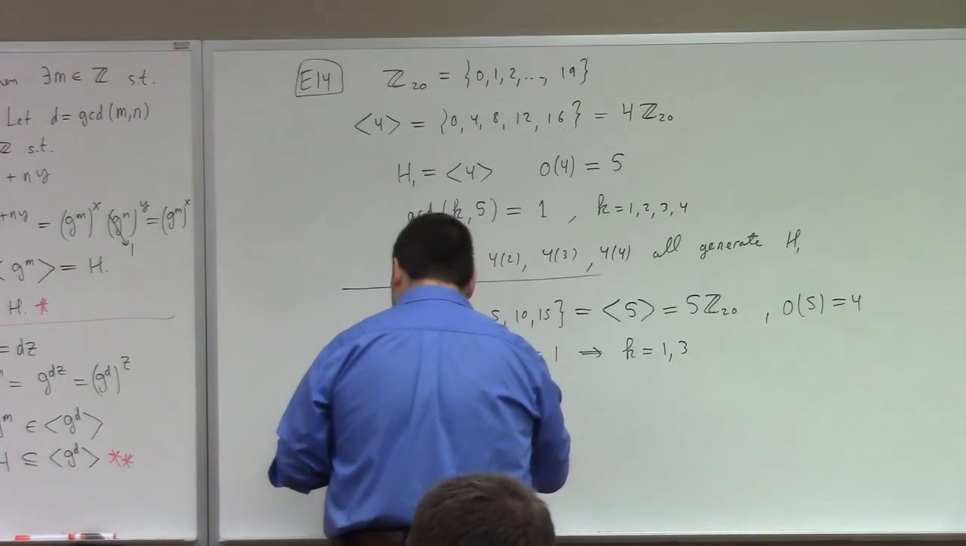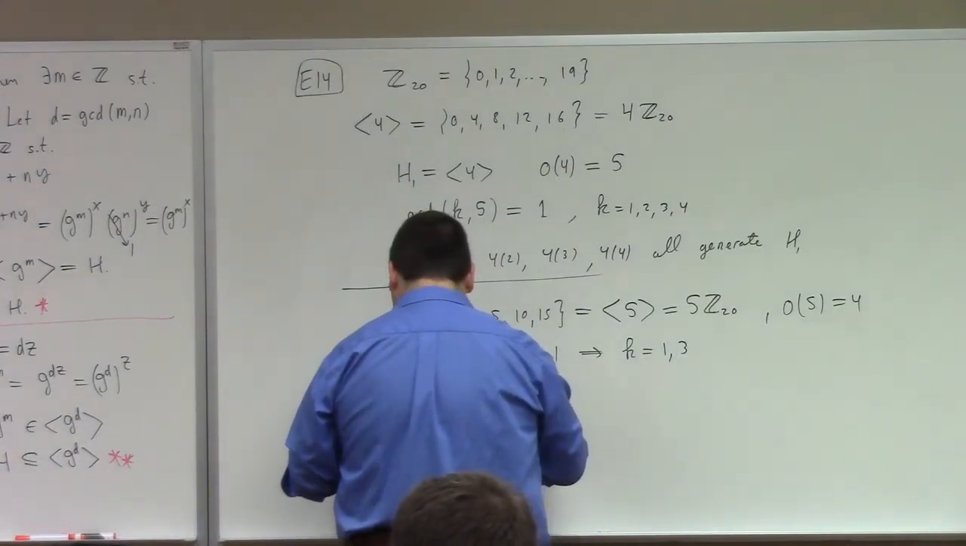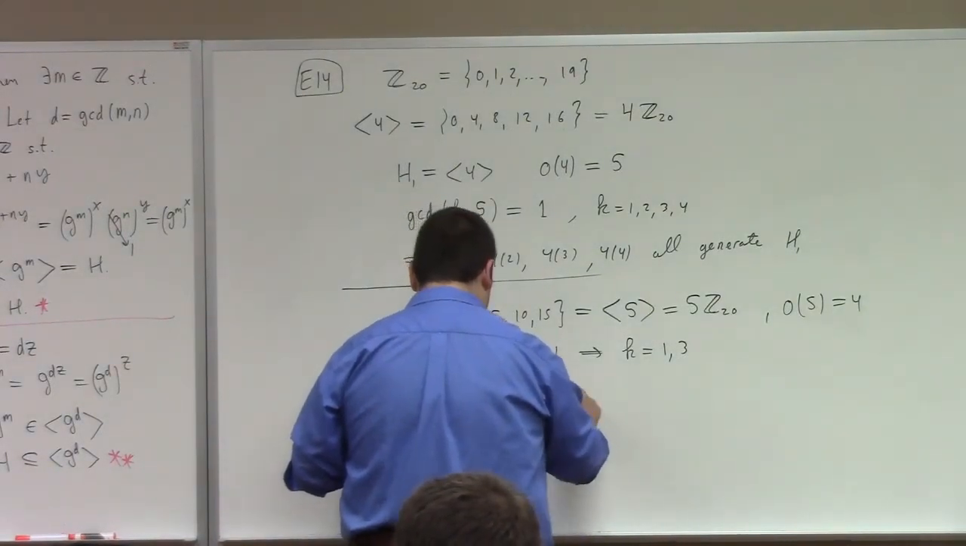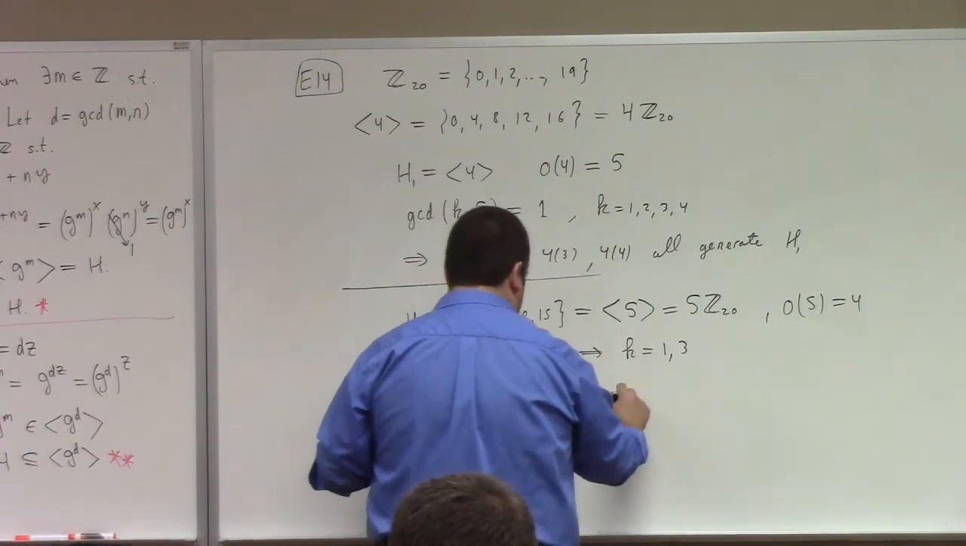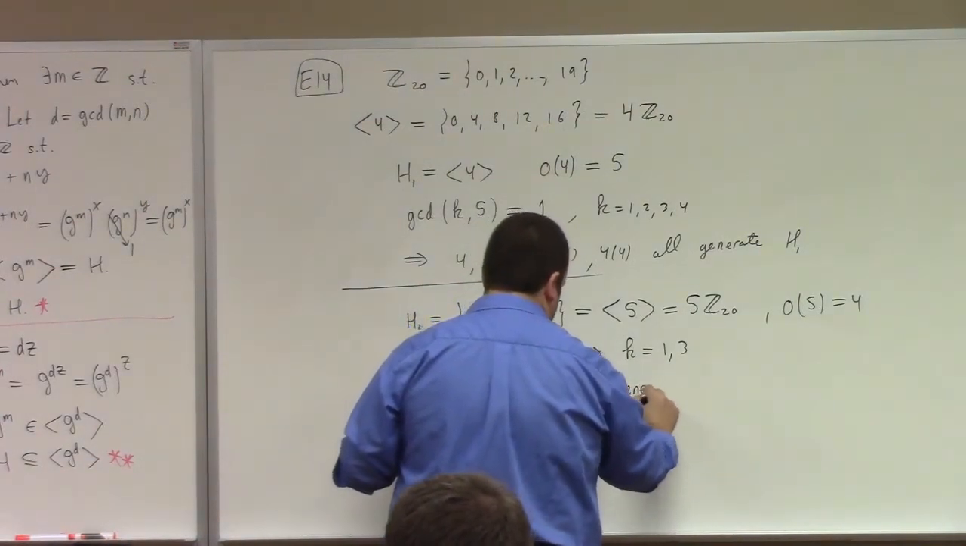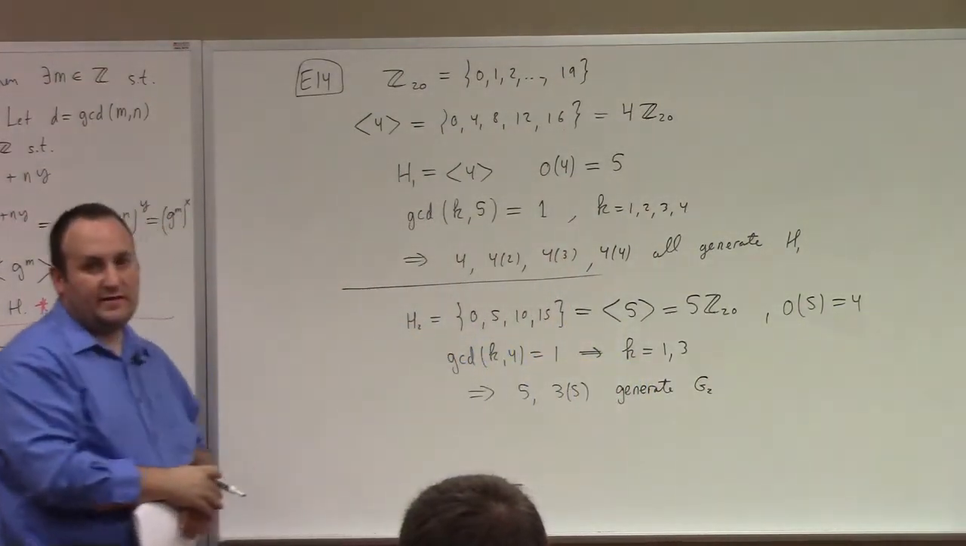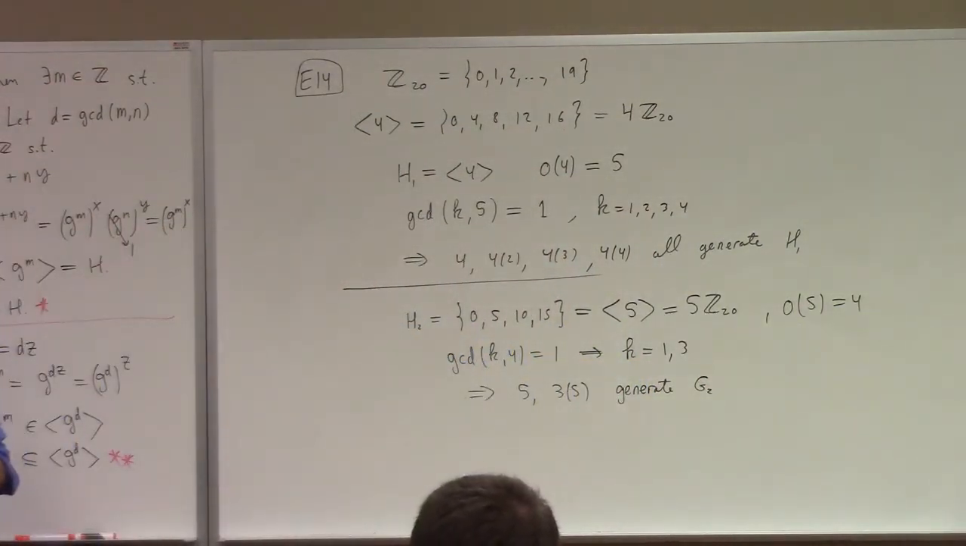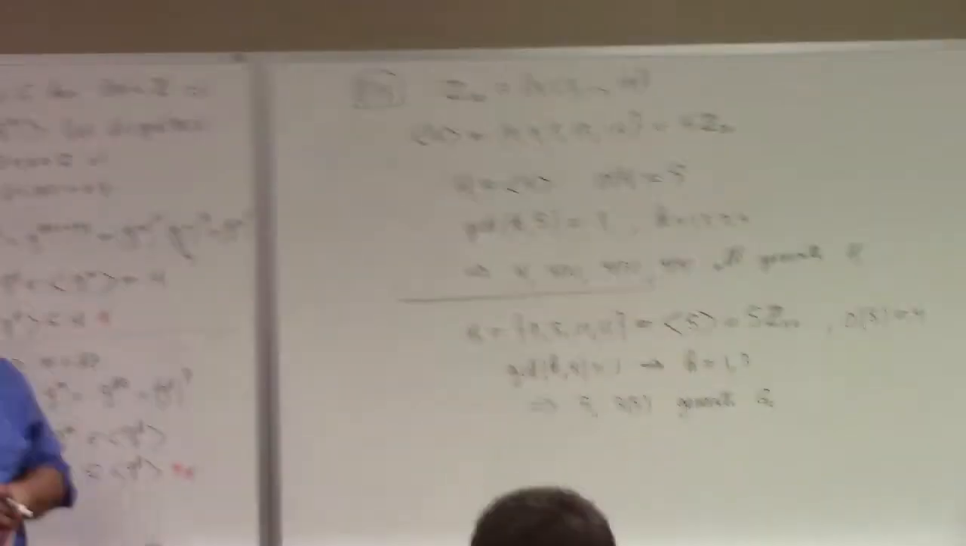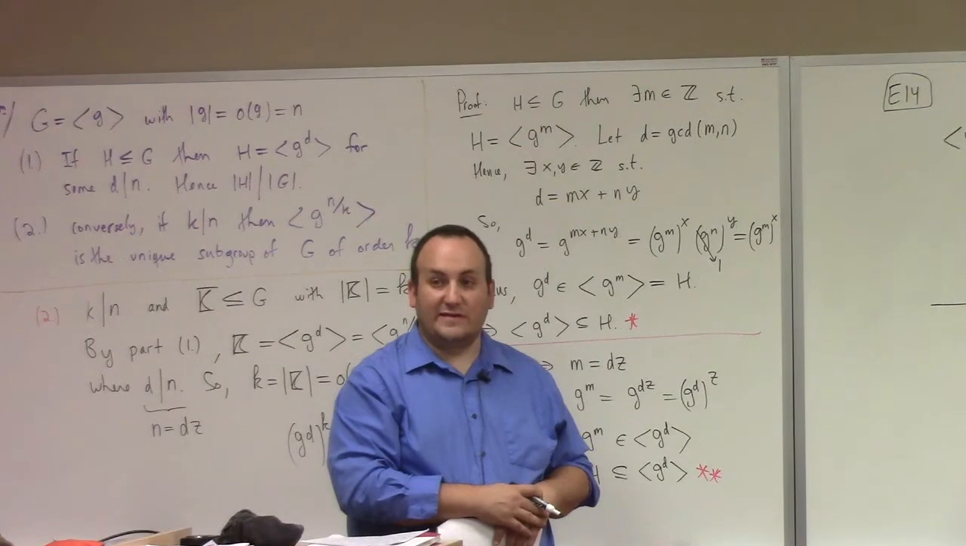So this implies that 5 and 3 times 5 generate G2. All right? And indeed, that's the case. 10 is not a generator of G2, because what does 10 generate? It's an order 2 subgroup. It's just 0 and 10.